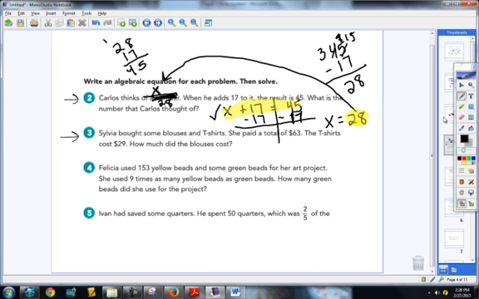Okay? Sylvia bought some blouses and t-shirts. Again, we don't know that. That's our unknown. So give it a variable. We'll just say B for blouses, even though it's t-shirts also, combined, they are blouses and t-shirts. She paid a total of $63. The t-shirts cost $29. How much did the blouses cost?